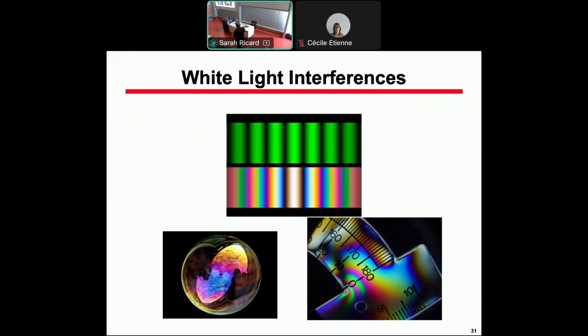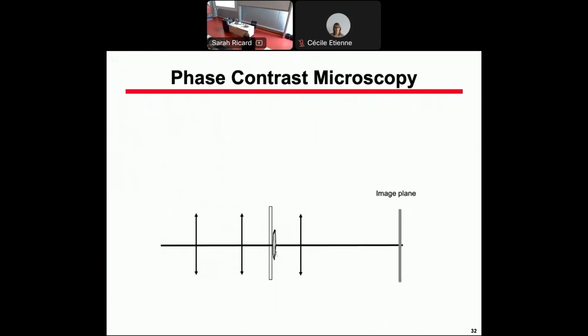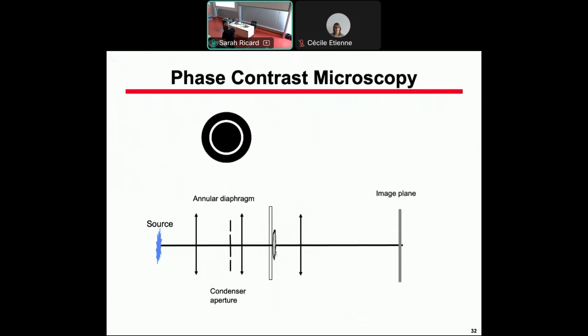So that's the scale, but you can do it also by phase contrast microscopy, which was invented by Zernike. The trick is, let's start with an annular illumination. This is more or less what happens. And then here we have the waves originating from the source.